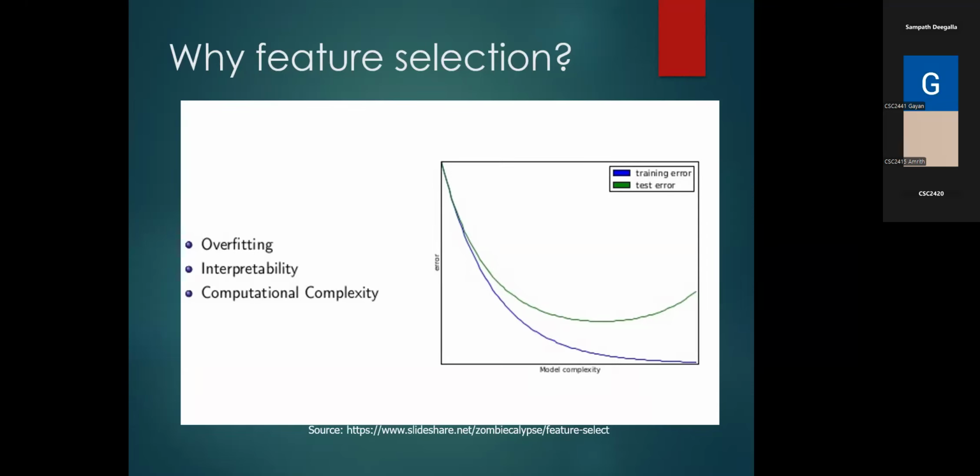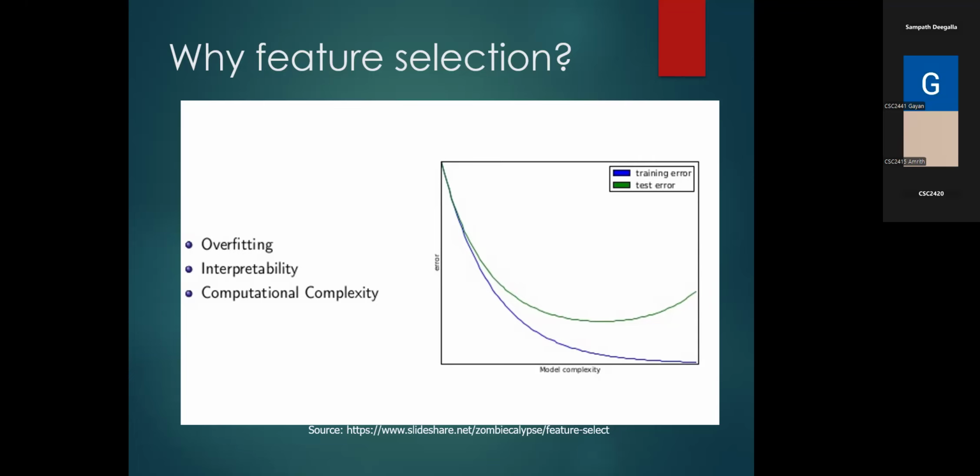Related to this, there is another term called underfitting. Sometimes when you're building models, you might notice that you get poor accuracy in both training and testing. In that particular case, we say that your model underfits.